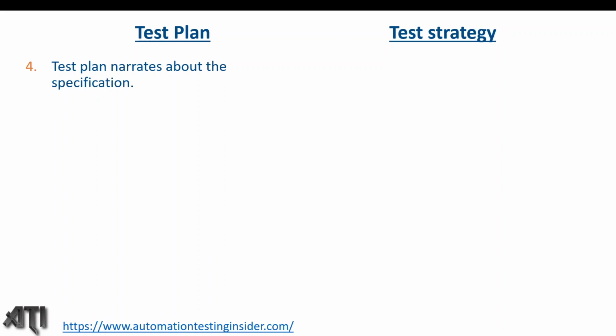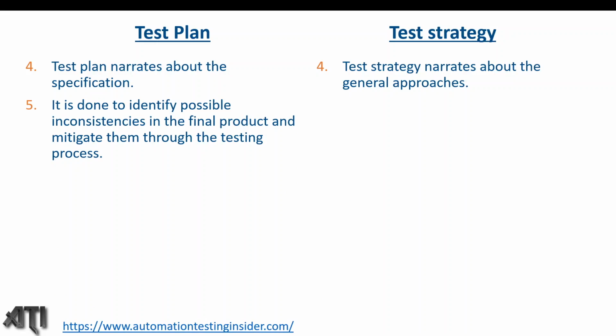Now let's talk about some other differences. Test plan narrates about the specification, whereas test strategy narrates about the general approaches, what should be the approach to perform the testing. It is done to identify possible inconsistencies in the final product and mitigate them through the testing process. So generally it talks about the general process, how we are going to follow for a particular project, and if you get any inconsistencies in the product, then we may change our test plan accordingly.